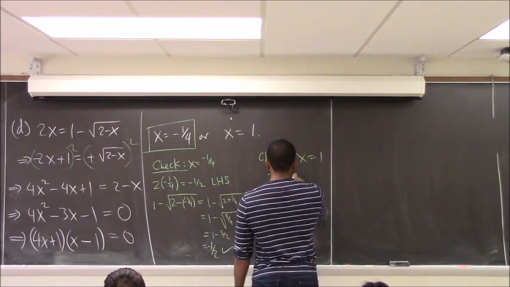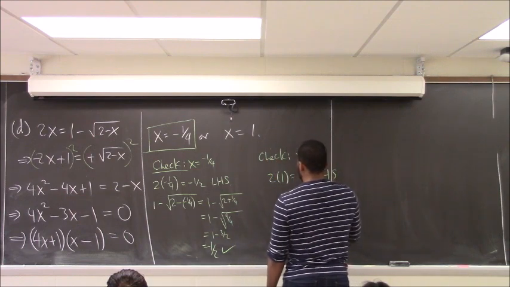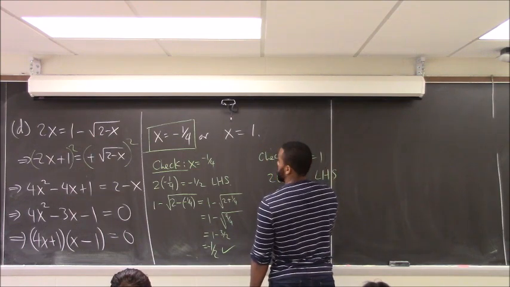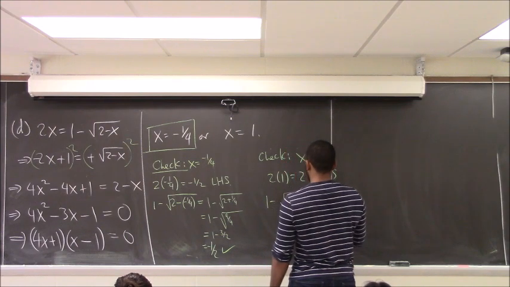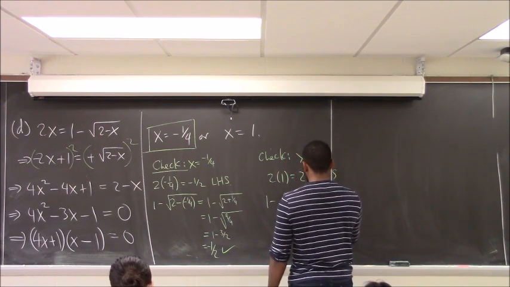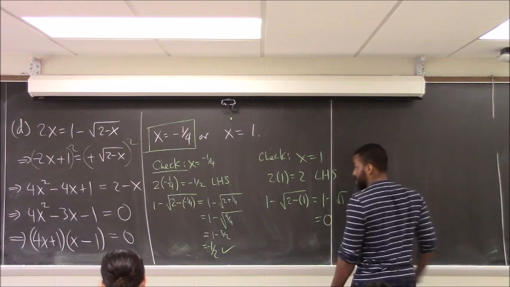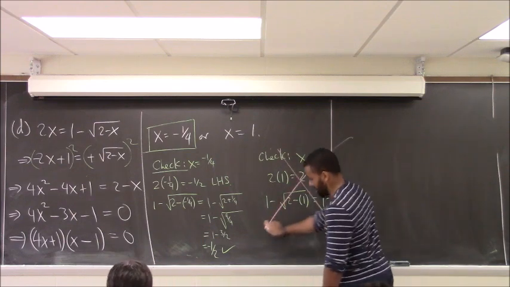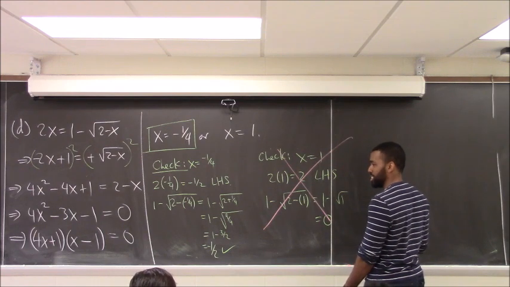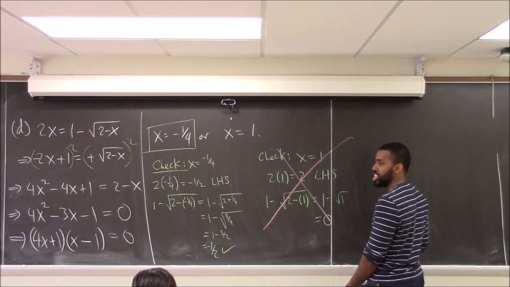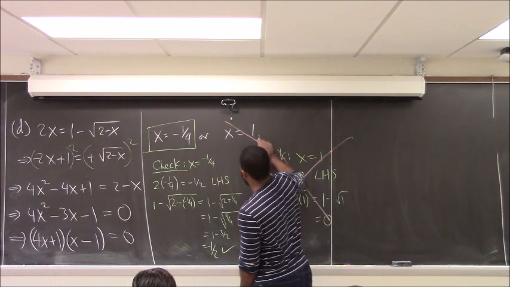2 times 1 equals 2 would be the left-hand side. 1 minus the radical of 2 minus 1 is going to be 1 minus the radical of 1, which is 0. This one does not check out. I have to make sure I gave an example like this. I don't want you to have the assumption that it's always going to check out. It doesn't. This is actually not a solution.